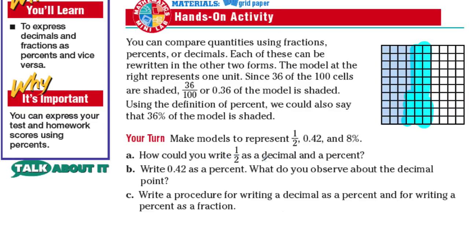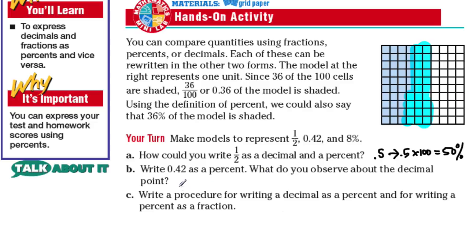So that becomes 50%, because the 1/2 has been shaded. How could you write 1/2 as a decimal or percent? Since we shaded 1/2 of this, the decimal would be 0.5, and as a percent, you simply multiply that by 100. When you multiply 0.5 by 100, or move the decimal 2 spaces to the right, this becomes 50%. So 0.5 is the same as 50%.